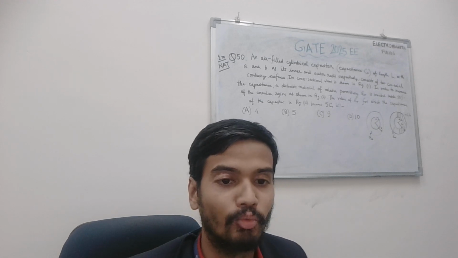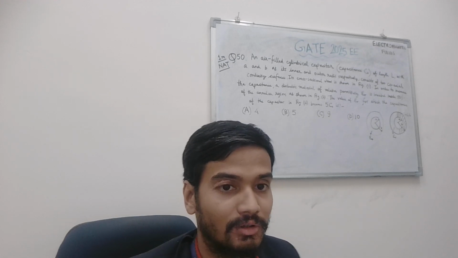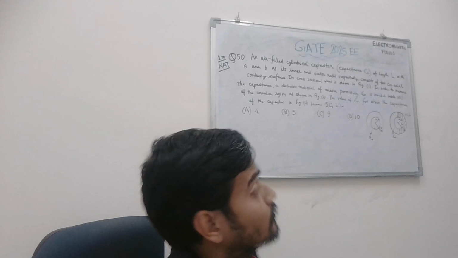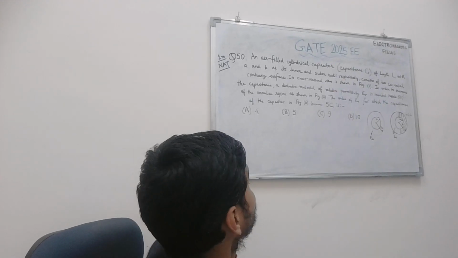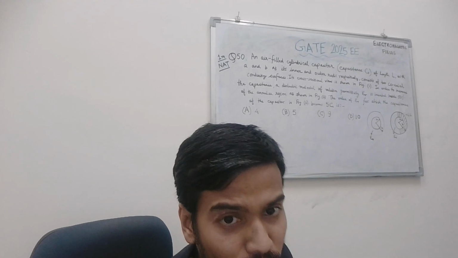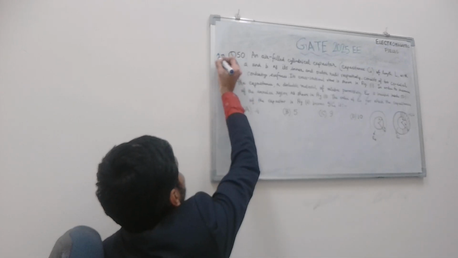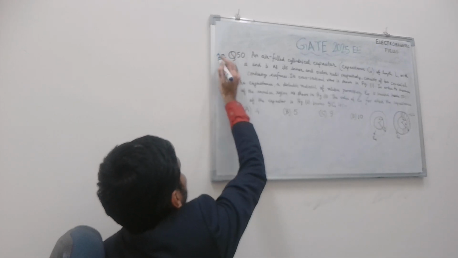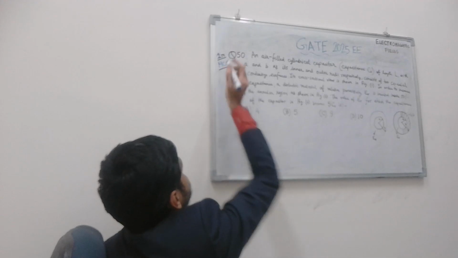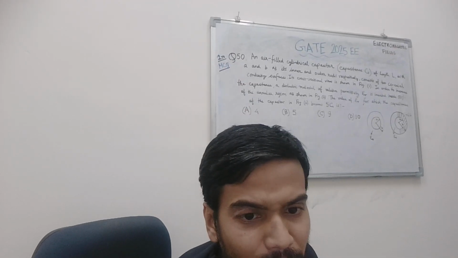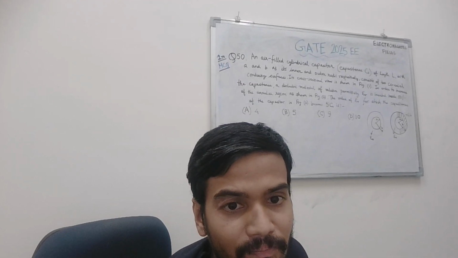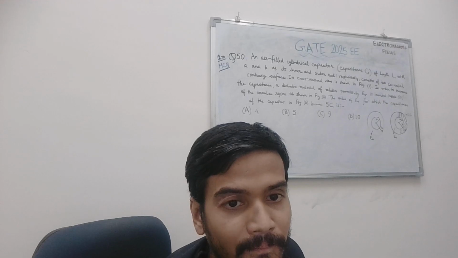Hello viewers, moving on to the next question in this series of GATE 2025 electrical installation subject electromagnetic fields. This question is question number 15, the master question of GATE 2025 electrical installation subject electromagnetic fields of 2 marks, MCQ type, and it is based on parallel spherical capacitors, basically cylindrical capacitors, sorry.